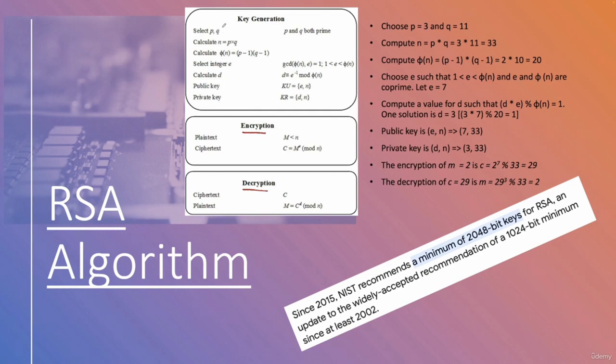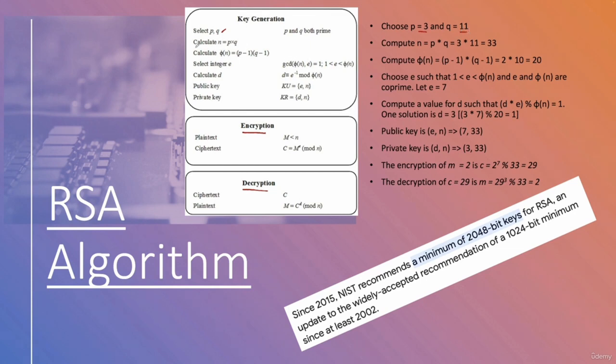First, it says we need to select the values of P and Q. As I told you, both P and Q should be prime numbers. If you ask what a prime number is: a prime number is a whole number whose only factors are 1 and the number itself. Here we are choosing very simple prime numbers: P is equal to 3 and Q is equal to 11.